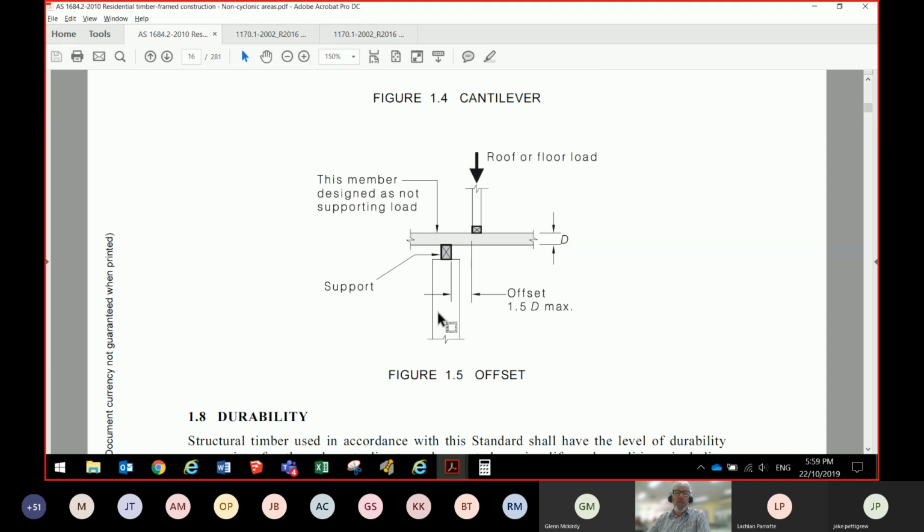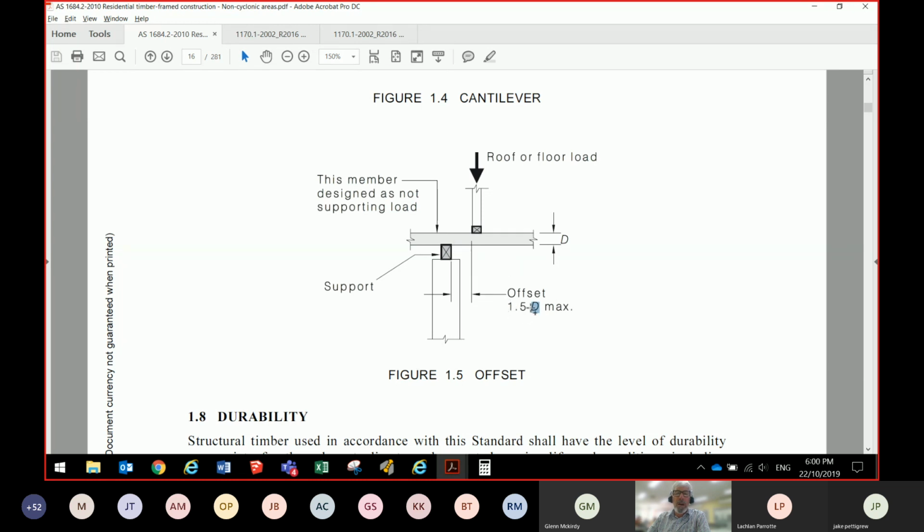In this particular case, there's a diagram that shows us what offset means. So in this instance, if we've got our roof load coming down here, it doesn't have to go directly onto the joist and then the bearer. It can be a little bit offset, and in fact, it's allowed to be offset by 1.5 D maximum, with D in italics. That will be defined somewhere, and pretty much when you see a D like that, it means the distance. It's like the measurement.